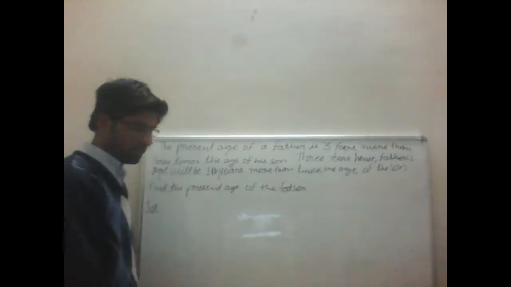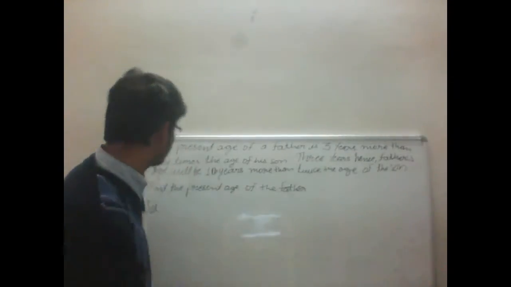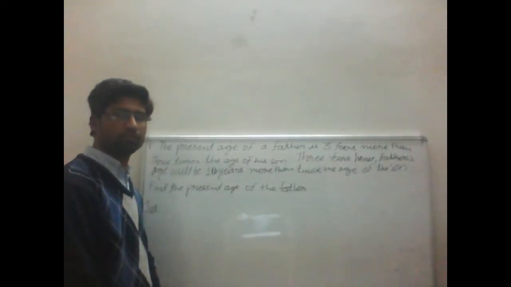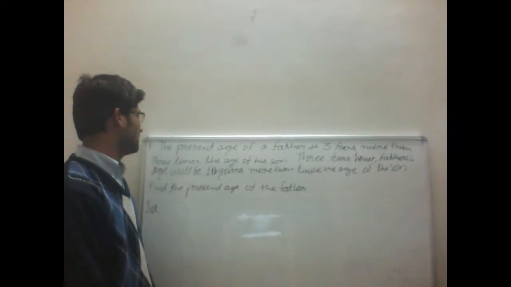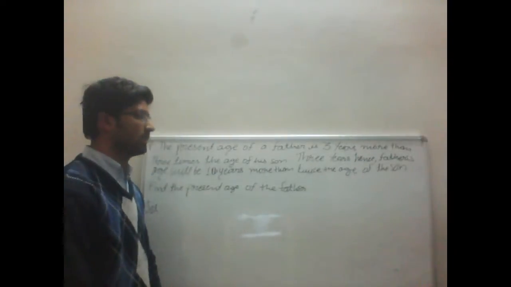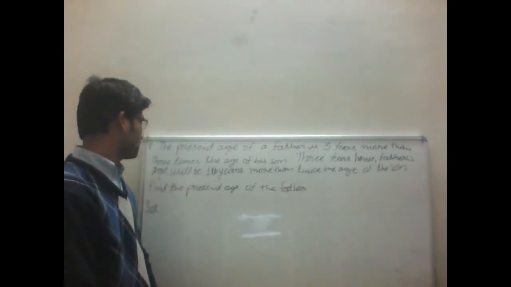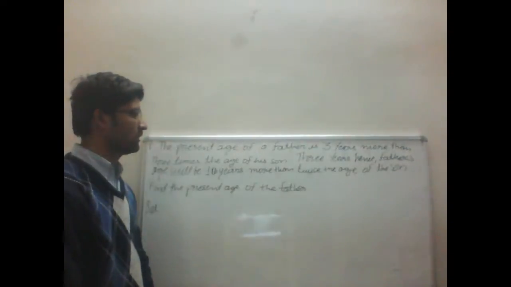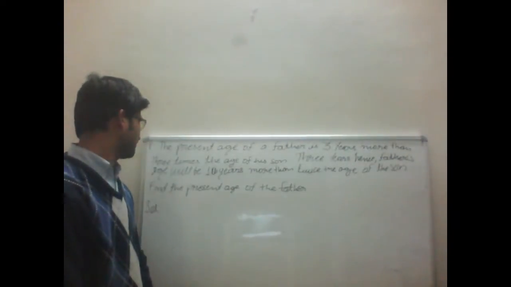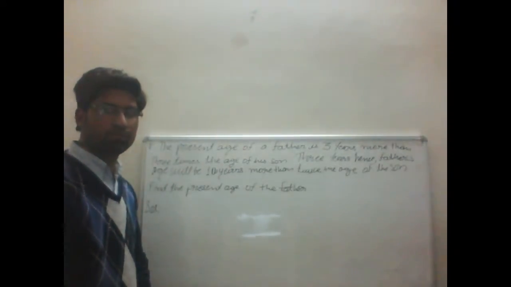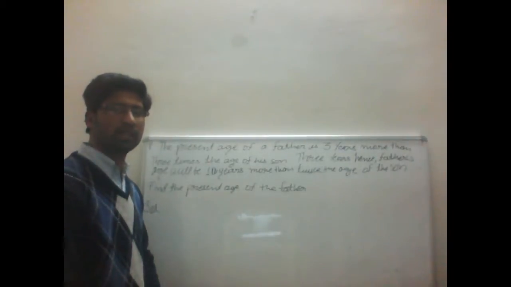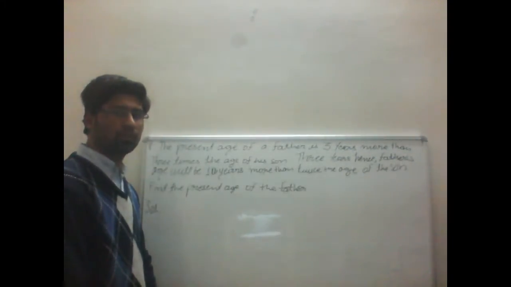Now let us proceed towards the other problem. The present age of a father is 3 years more than 3 times the age of his son. 3 years hence, father's age will be 10 years more than twice the age of the son. Find the present age of the father. The question seems to be a little bit complicated. Let me read it out one more time.